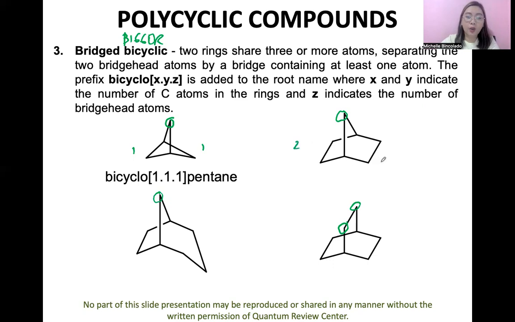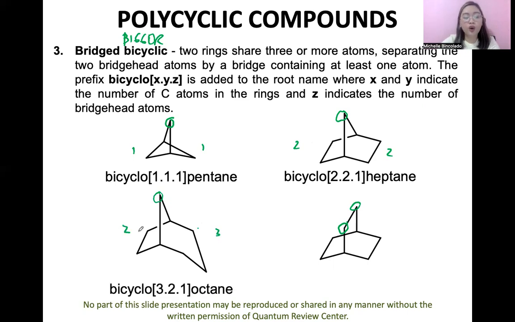Ito naman, guys, dalawa. No, diba? Tapos may isa doon. So, 221. The name is bicyclo 221 heptane. Ito naman, guys, ay meron siyang isa, dalawa, tatlo. Dalawa dyan. So, that's bicyclo 321 octane. And finally, guys, ang ating last example here, 222 lahat. O, diba? So, this is bicyclo 222 octane.